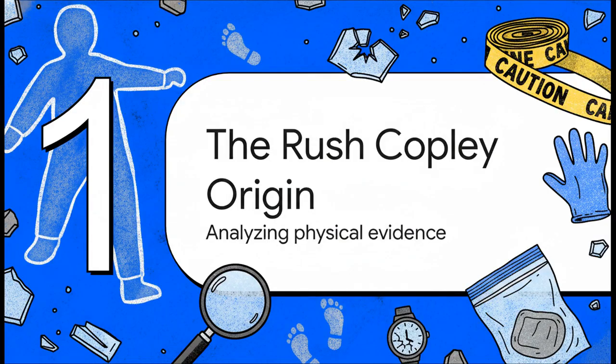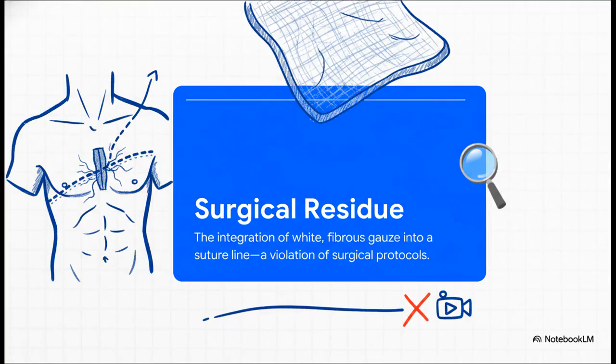All right, first up, the Rush Copley origin. Let's start our investigation right at the beginning, at what the archive itself frames as the scene of the crime. This is the physical event that everything else is built on. Okay, so the very first piece of evidence that's presented is something the document calls surgical residue, and it's pretty specific. It describes white, fibrous gauze that's not just near a suture line, but actually integrated into it. The archive claims this is a huge violation of how surgical closures are supposed to be done.